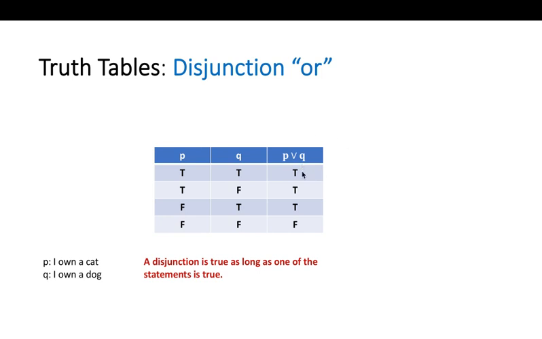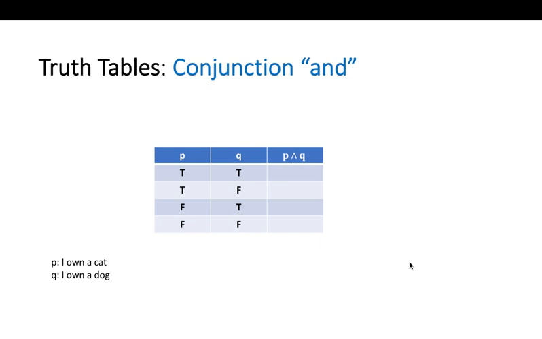So this is the truth table for the disjunction. True, true is true. True or false, true. False or true, true. False or false, false. A disjunction is true as long as one of the statements is true. One or both.